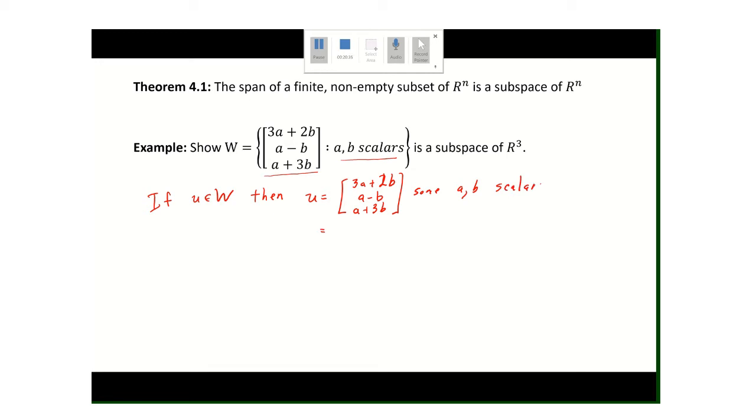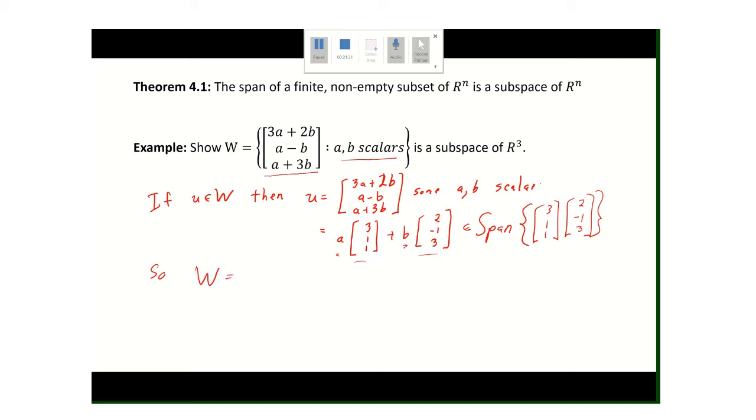Well, if it's equal to that, I can rewrite this a little bit. I can pull out the A and the B. I can say that U is equal to A of (3, 1, 1) plus B times (2, -1, 3). So it's any number times this vector plus any number times the second vector. Well, that is exactly a span. So that is in the span of those two vectors, (3, 1, 1) and (2, -1, 3). So W is equal to the span of those two vectors.